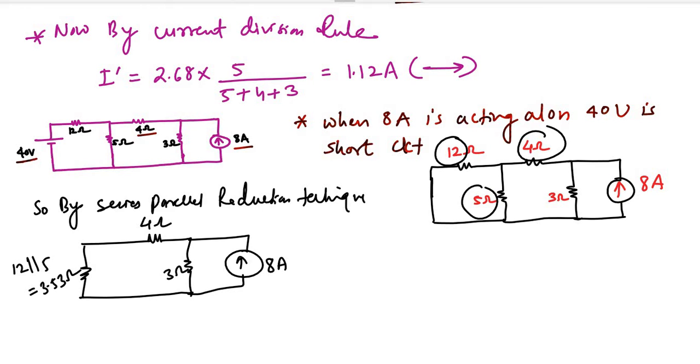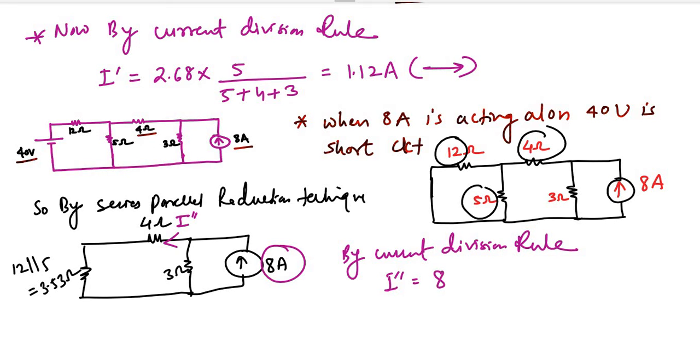Now we have to find the current through this 4 ohm resistor by this 8 ampere current source. Consider this 4 ohm resistor current is I double dash. By the current division rule, I double dash is equal to the total current 8 into the opposite resistance of this 4 ohm branch, which is this 3 ohms, divided by the total resistance, that is 4 plus 3.53 plus 3, which is equal to 2.28 ampere, and the direction of the current is from right to left.